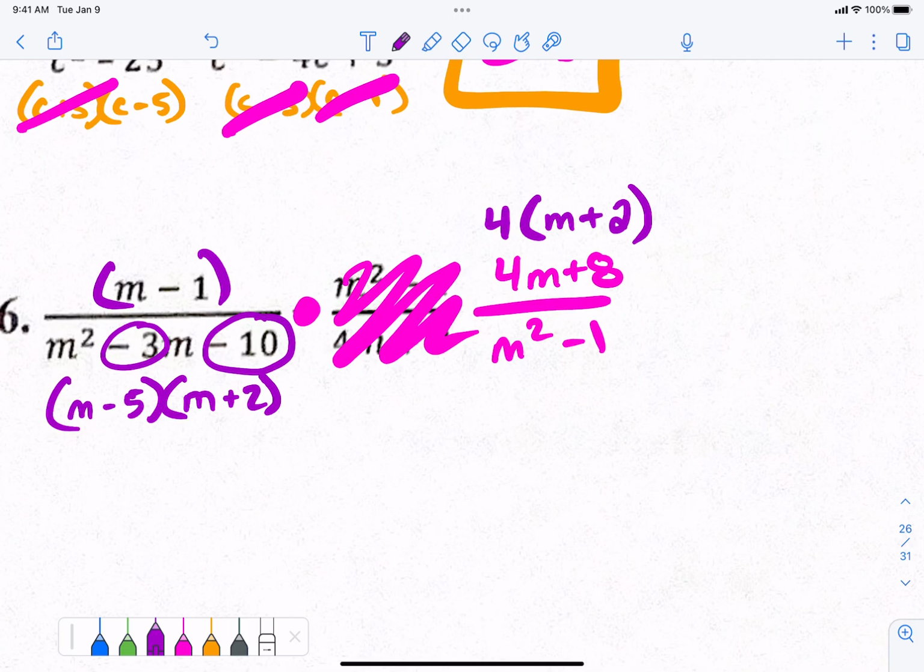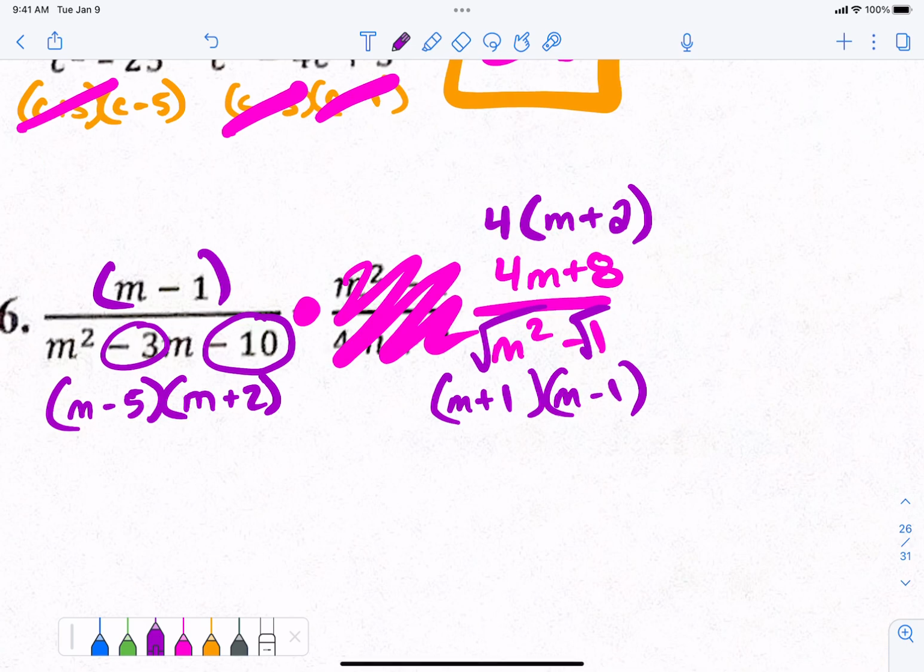That one is hard. Because people look at the 1 and they're like, you can't break 1 down. Can you take the square root of 1 though? What's the square root of 1? 1. That is a difference of squares. So m plus 1 and m minus 1.